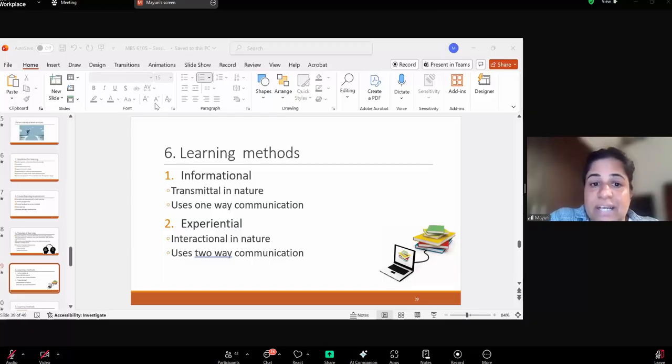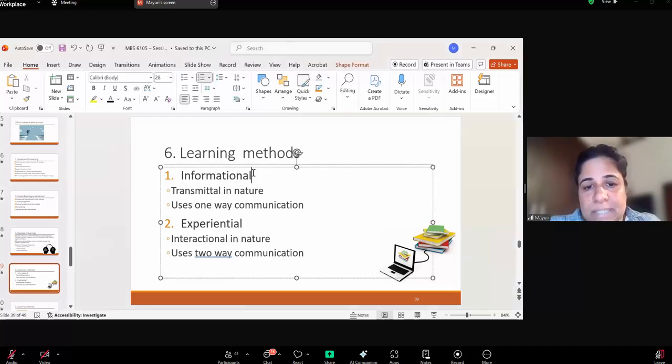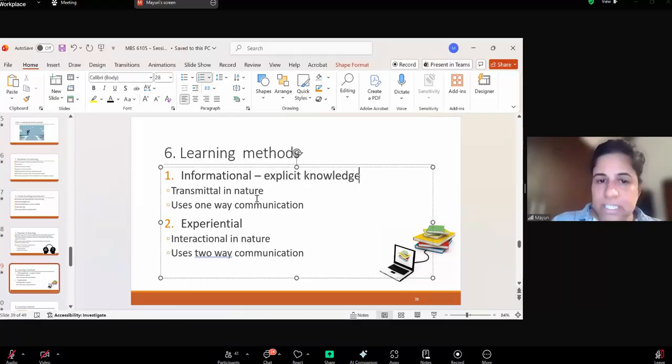Right? So information versus experiential. Right? Information versus experiential. Okay. So I'm not that much bothered about that now, but I was not able to tell you: informational methods are important for explicit knowledge. That means written knowledge. Experientials are for tacit knowledge.